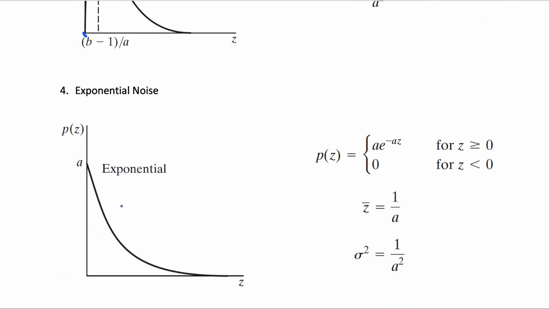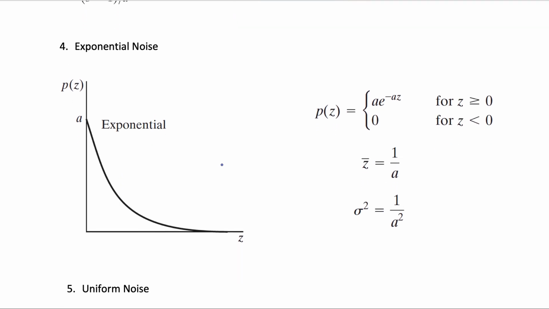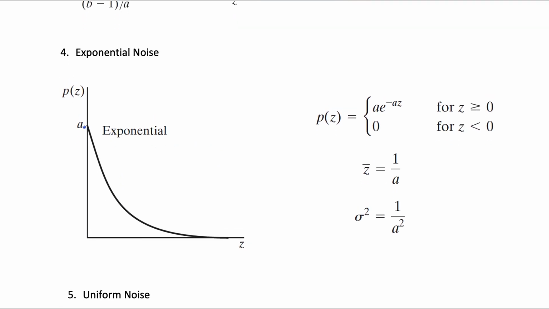Then we have the exponential noise. So for exponential noise, we have a case where we have the highest value at this 0 value, then the contribution of all other values decreases exponentially to the right side. Okay, and the mean is given by 1 by a, and standard deviation is given by 1 by square root of a, and the function actually starts from every value z greater than or equal to 0.